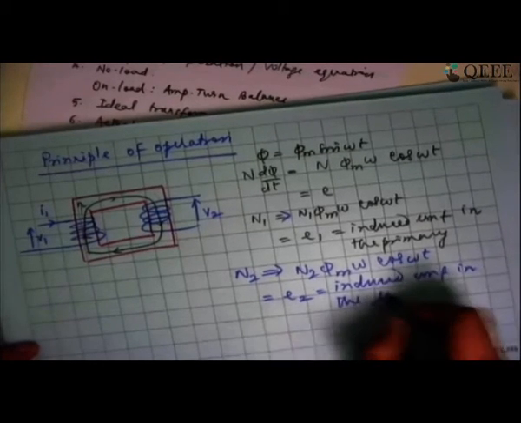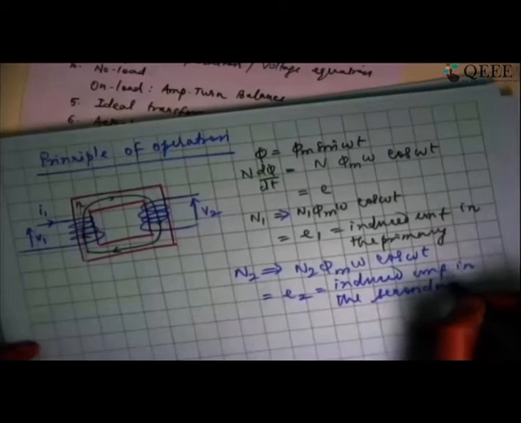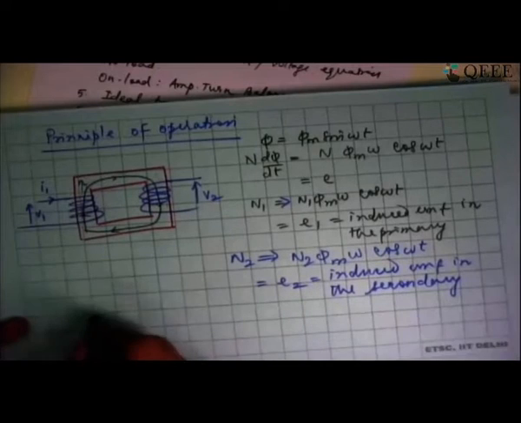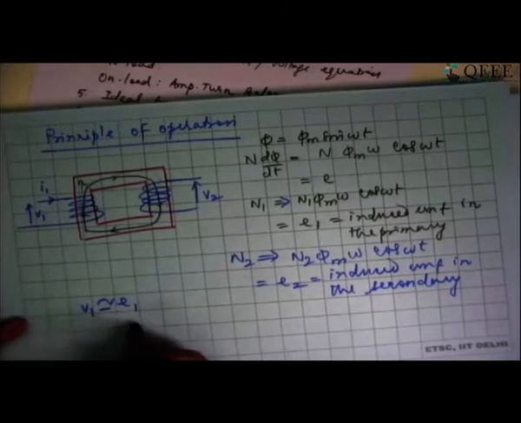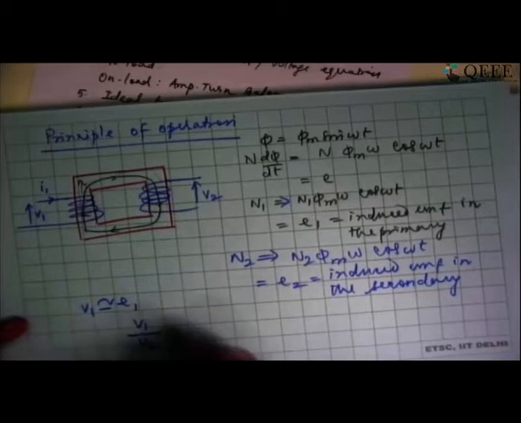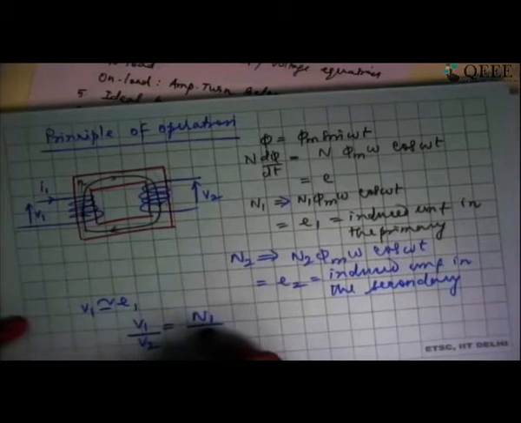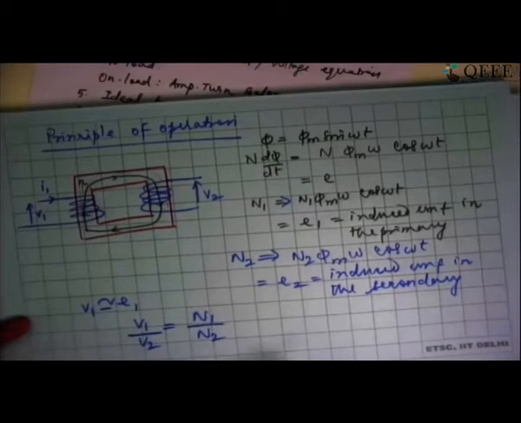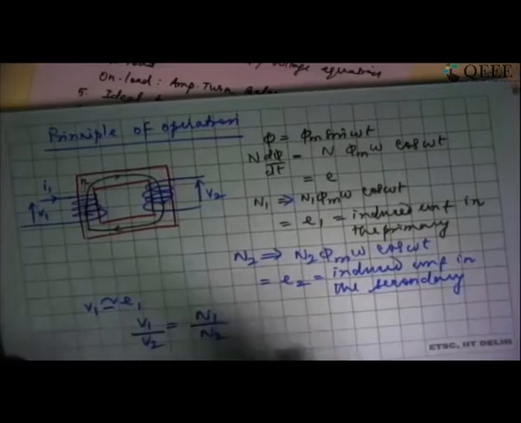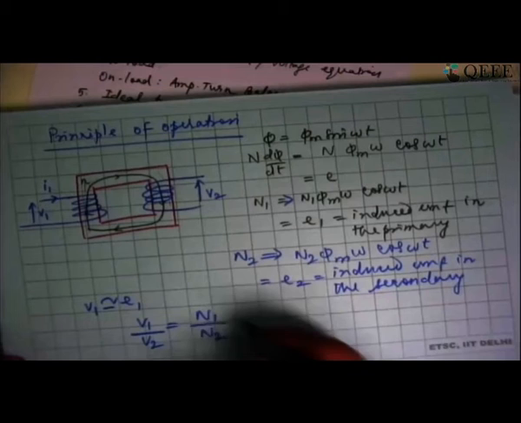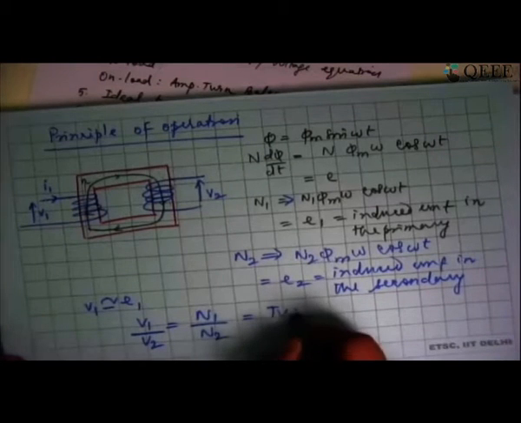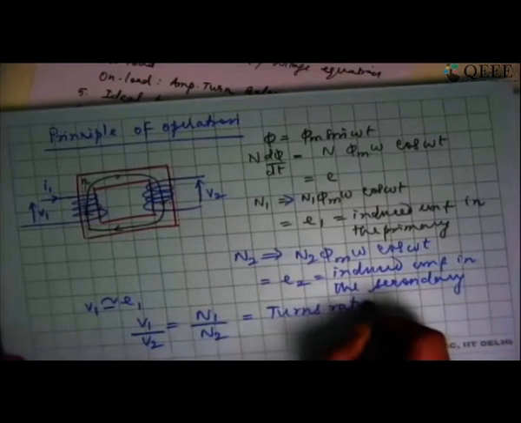If we assume that both the primary and secondary wires hardly have any resistance, then V1 is approximately equal to E1. Because of this, I can write V1 by V2 equal to N1 by N2. So I am going to have the induced EMF exactly in proportion to the number of turns in the primary and secondary. This we call the turns ratio of the transformer.